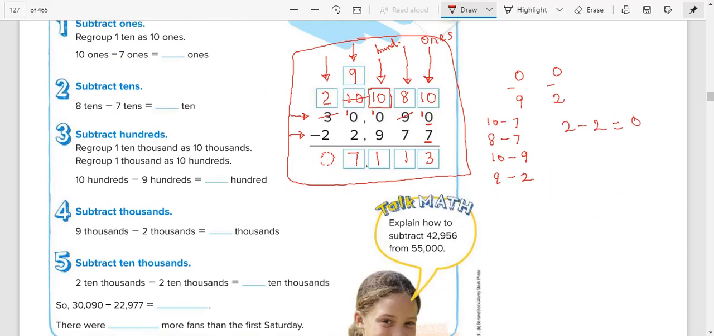So we can write it as 7,113. So there were 7,113 more fans. And these are just what we did. The first answer, 3, followed by 1. 10 minus 9 is 1, and 9 minus 2 is 7.